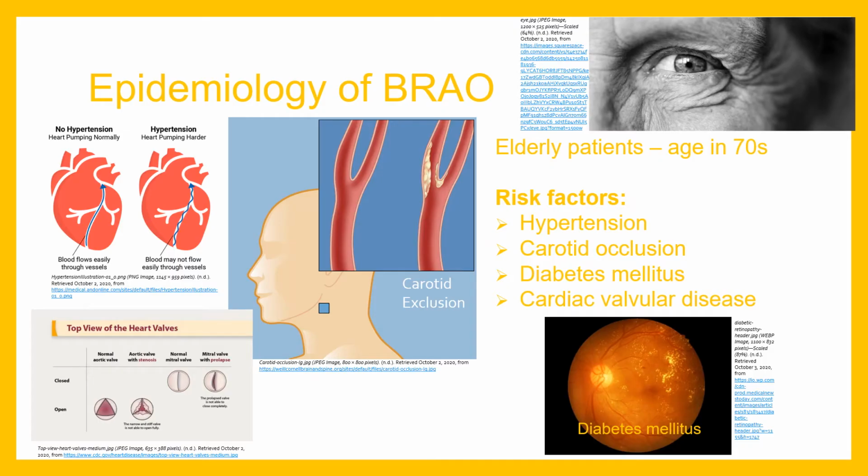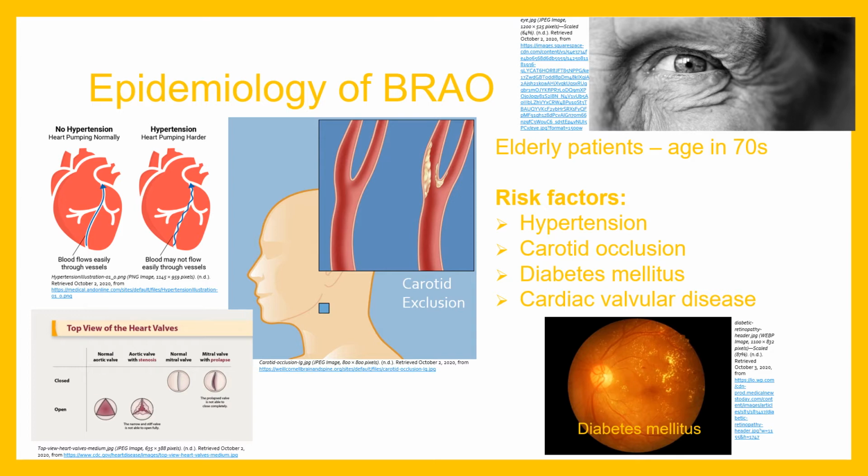So circling back to the BRAO, the reason for the retinal artery occlusion we observed in the previous anatomy slide is because something's occluding it, and it usually comes from the systemic circulation. Elderly patients, especially in their 70s, are at special risk. The other risk factors include hypertension, because it can create turbulence, and also carotid occlusion, whether because the artery is naturally narrower or because the elasticity has been lost.